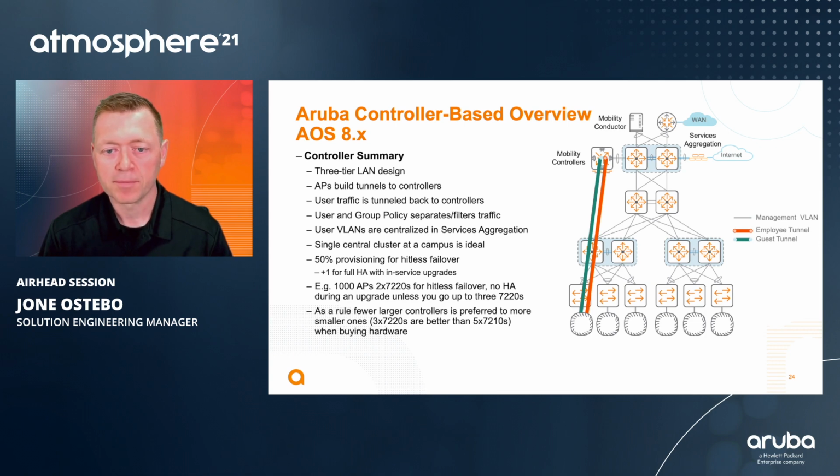controller-based networking. You can run your AOS 8 architecture with one standalone controller if you want. That controller can scale from the smallest one with 16 access point support up to the largest one with more than 2,000 access points on one standalone controller. To make this more scalable and get the best out of our controller-based architecture, I would recommend using our mobility conductor.